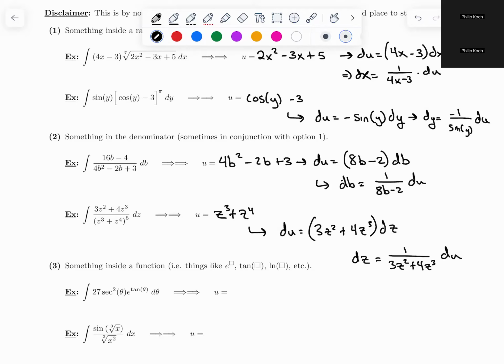The last type of situation that we're going to encounter in this course, at least for now, is to try and do something on the inside of a function, like e to the box or tangent of the box or natural log of box or whatever. You're going to make u equal to the box. So in this case, 27 secant squared theta e to the tangent theta d theta. The best thing to do would be to make u equal to tangent theta.